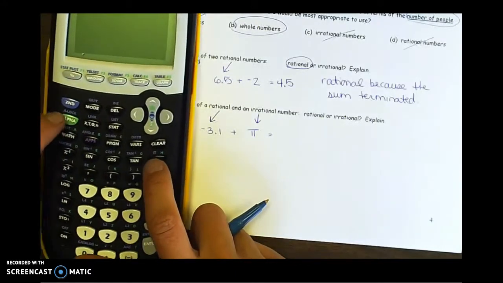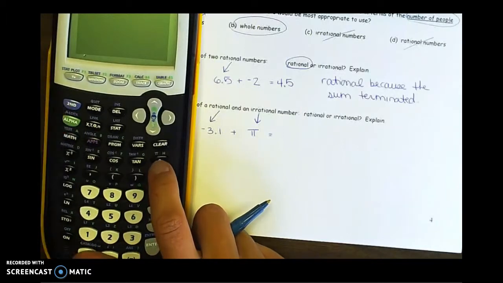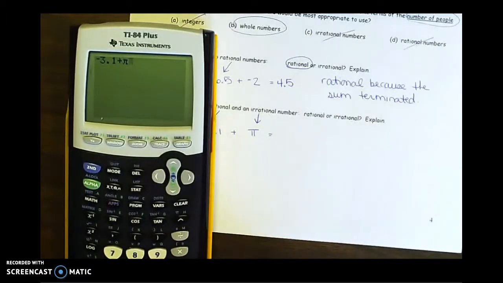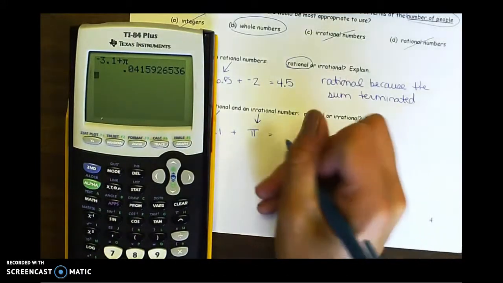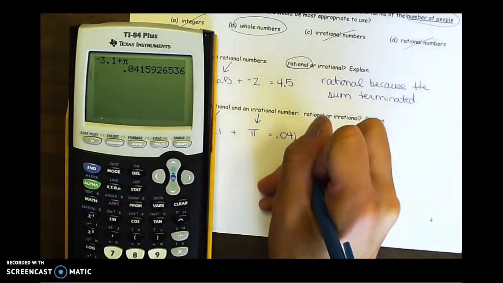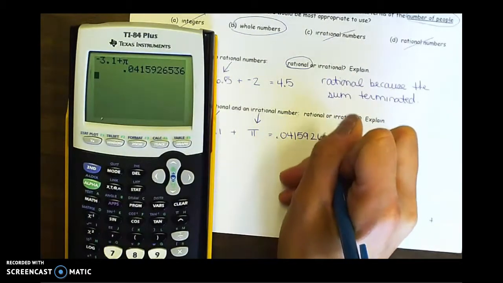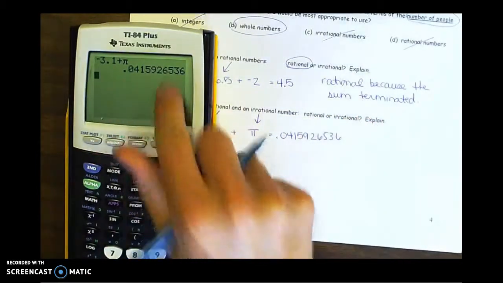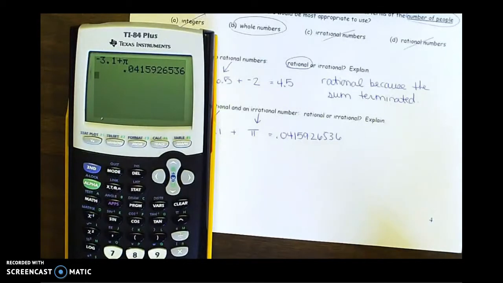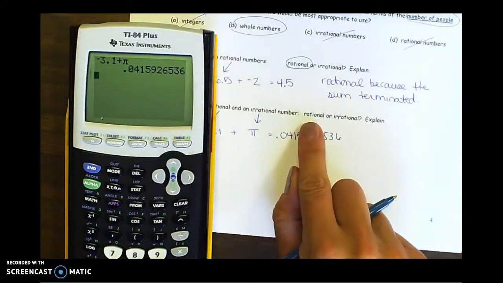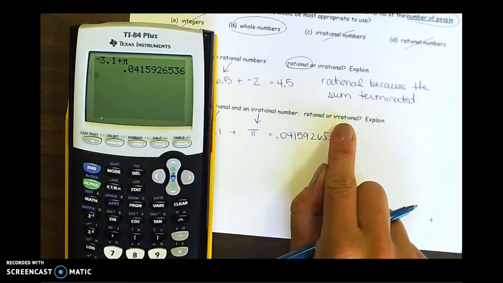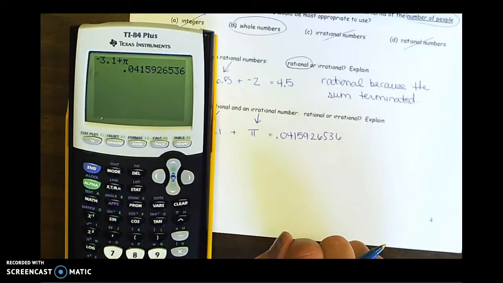Just a reminder, the negative button is the button way down at the bottom of your screen. So negative 3.1 plus my pi button. Now pi is in blue there, so I have to hit the second and then hit that button, and now I'm going to get a pi on my screen. And then I'm going to hit enter. Okay, and I'm going to get 0.0415926. All right, so let's take a look. Is this number rational or irrational? And why? So at this point, the computer's going to stop again. You're going to have to write the word rational or irrational and mark your answer.